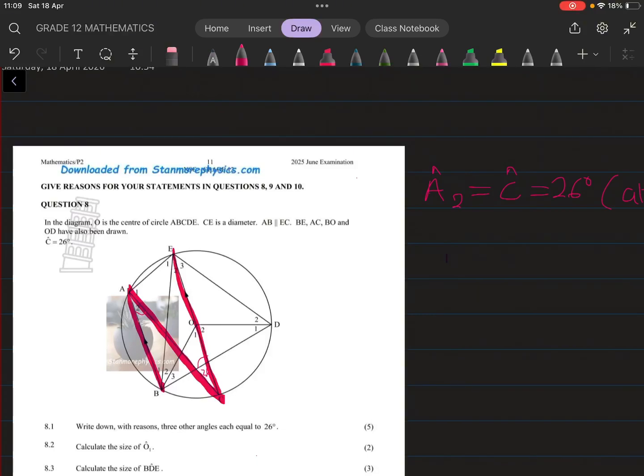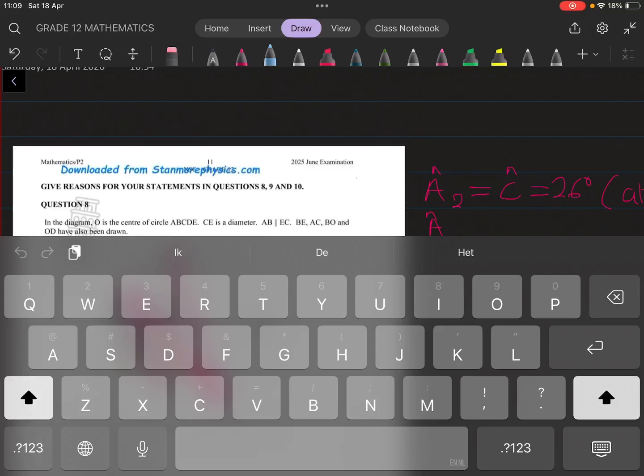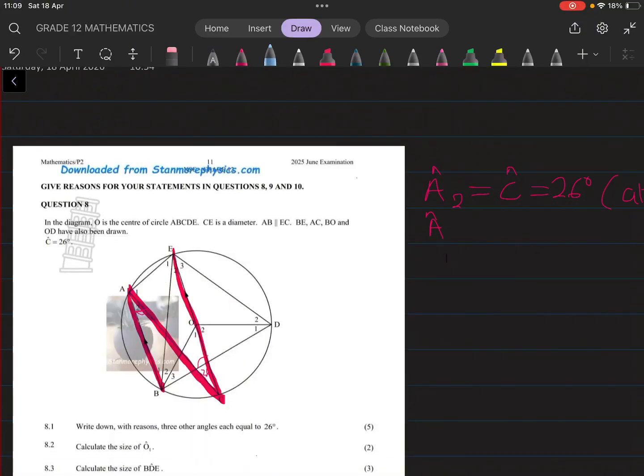Okay, and then now again we have this angle A2. Let's write it down. Angle A2 is equal to angle E2. Why? Because they're subtended by the same arc BC. So this angle is subtended by that arc BC, and also if we look from this perspective, it is still subtended by the same arc BC, right?